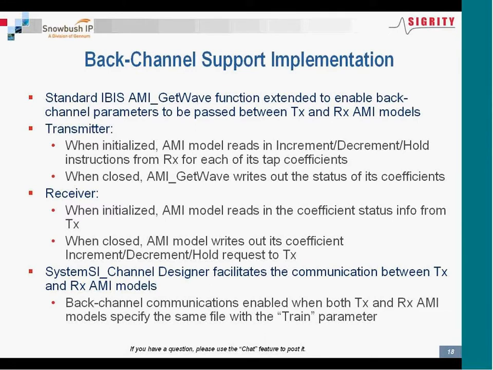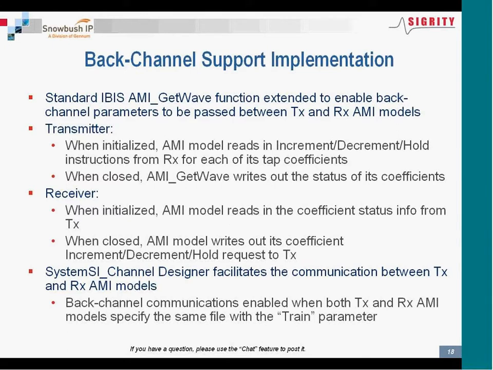So starting in the transmitter, when the transmit AMI model is initialized, it reads in some increment, decrement, and hold instructions or parameters that the receive AMI model has written out. It takes these parameters and then uses them to adjust the transmitter's tap coefficients, and those in turn will then be used to filter a data sequence and generate basically a time domain packet that will get sent out for the receiver to look at. When that function is finished, it closes and writes out the status of the tap coefficients, basically saying whether the taps have saturated high, saturated low, or if you're good to go and continue adaptation.